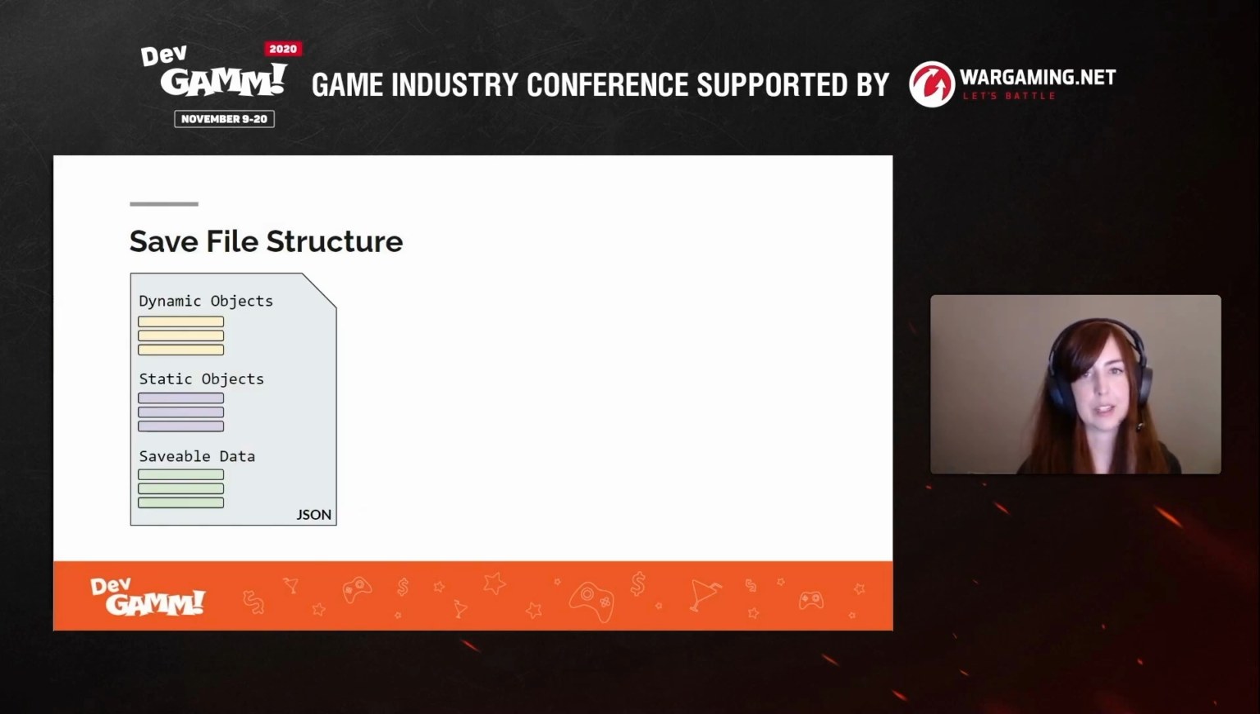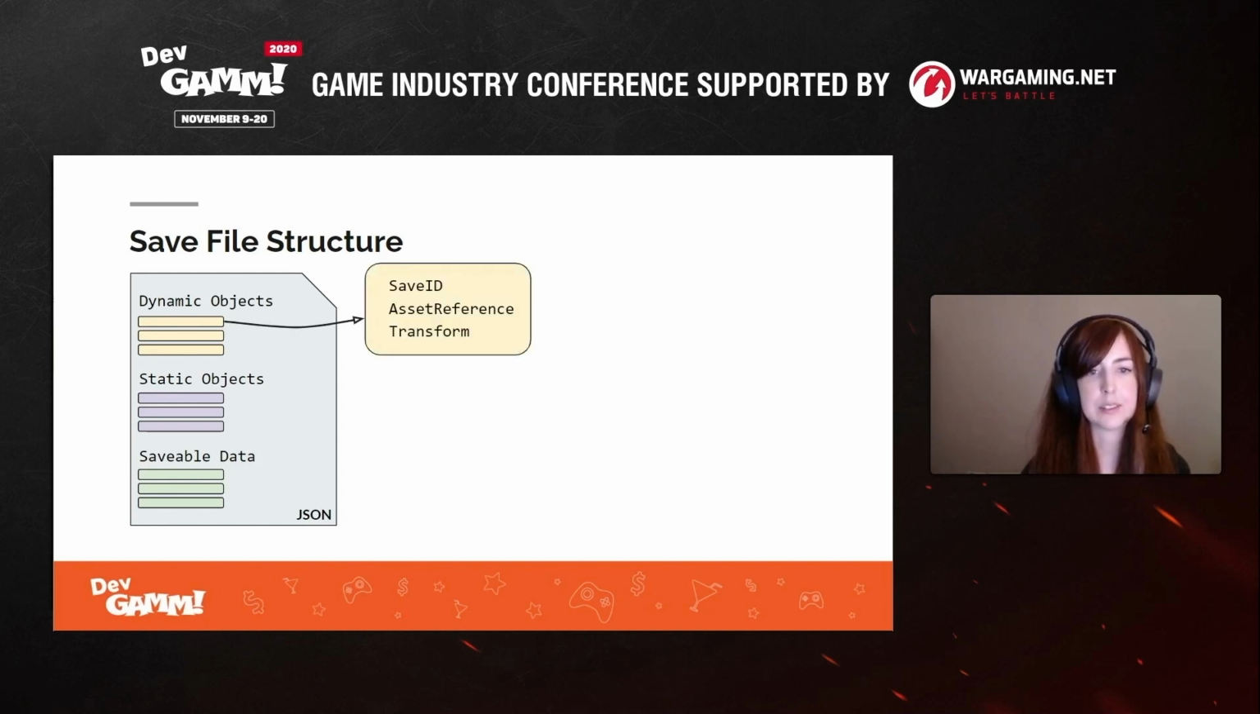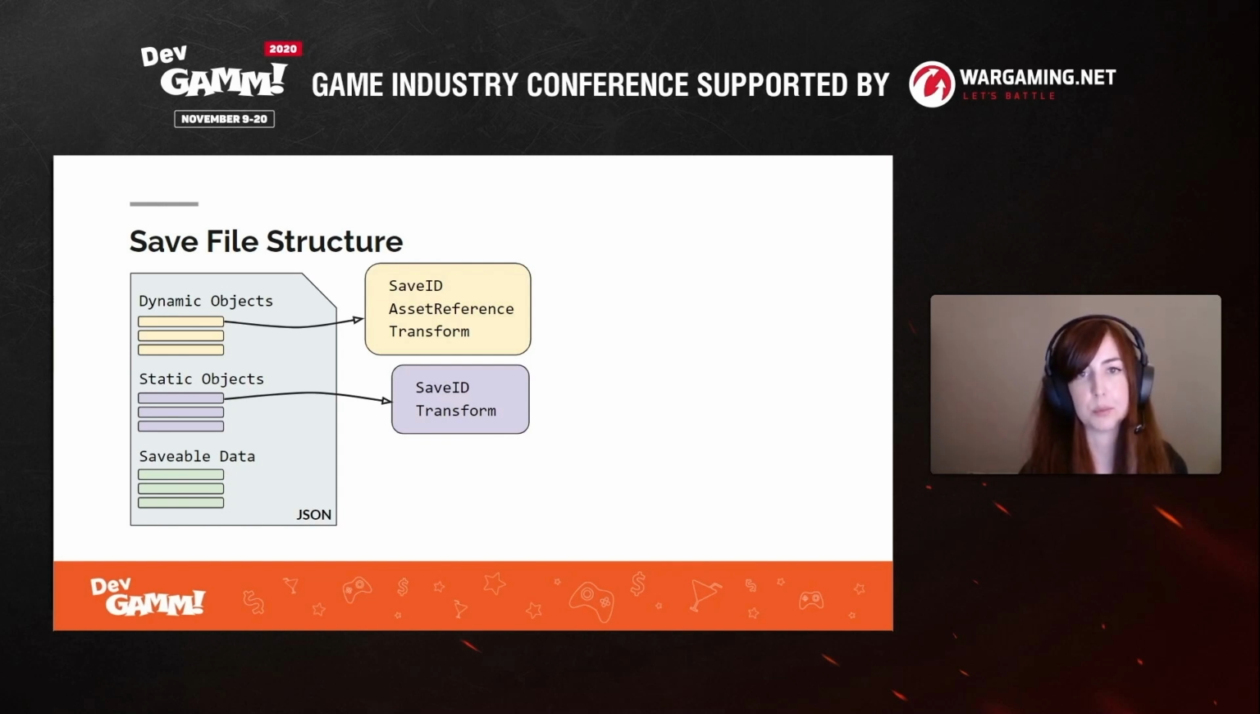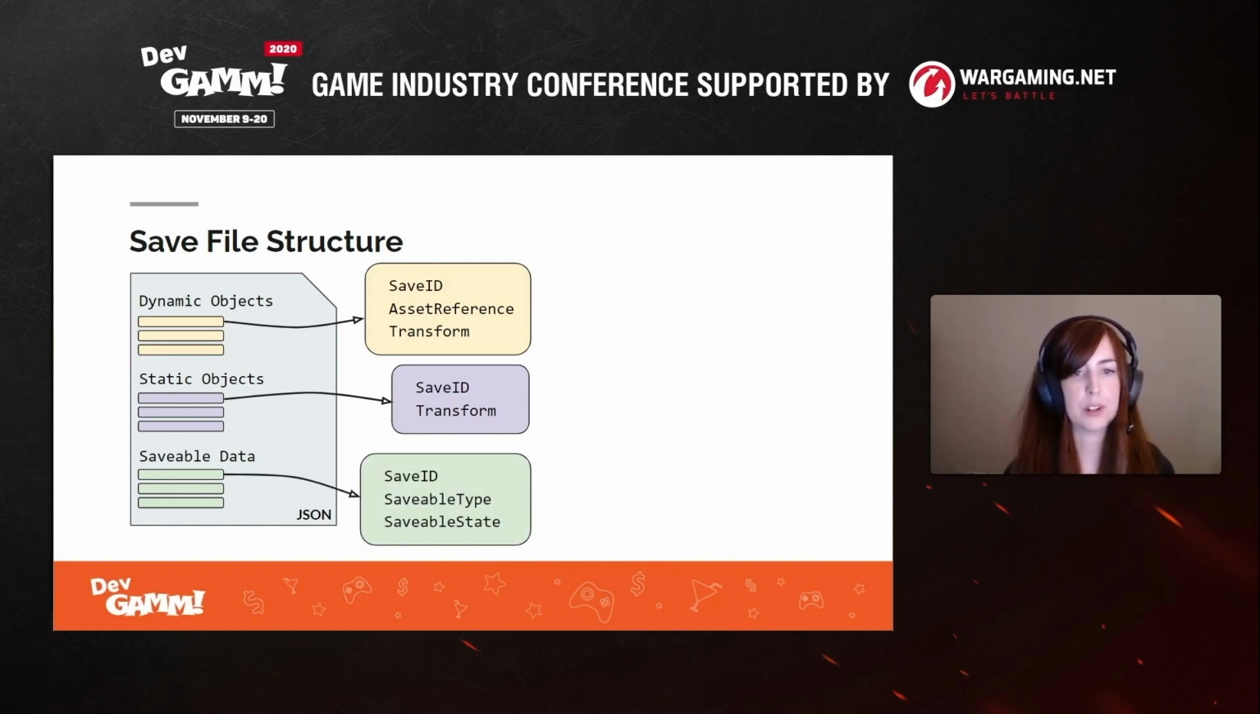This is how the save file is structured. It has one list that contains the save IDs, asset references, and transforms for all the dynamic objects. There is a separate list for the static objects, and they only need the save IDs and the transforms since they won't be spawned in, and they're always part of the scene. And then there's another list with all the data for the saveable components, coupled with the relevant save ID so that it can be applied to the correct object. All of this is saved as JSON, by the way.